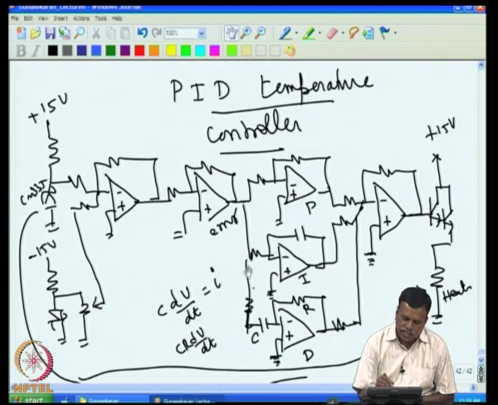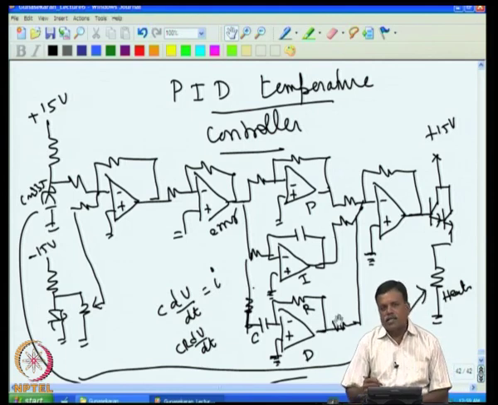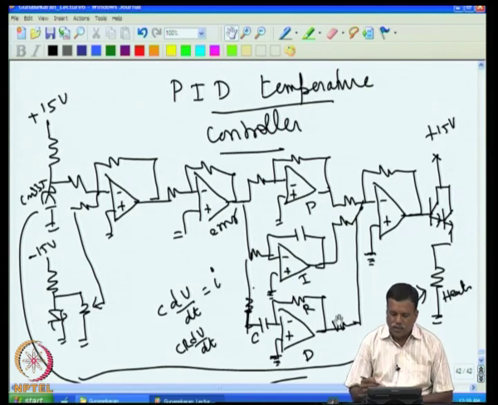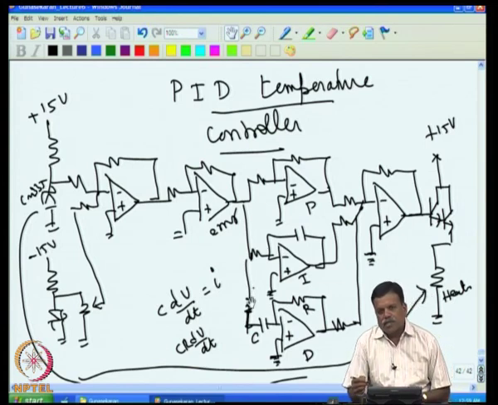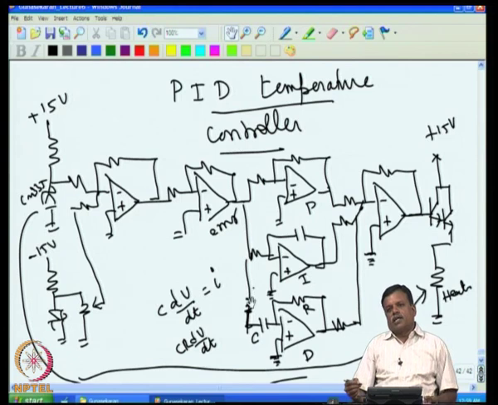In that case, by adding this resistance, the high frequency noise will not produce a large output here, and that makes the system not noise driven; it will make the system error driven. So, we have to have a resistance here to limit the noise response. That way the PID temperature controller works satisfactorily.